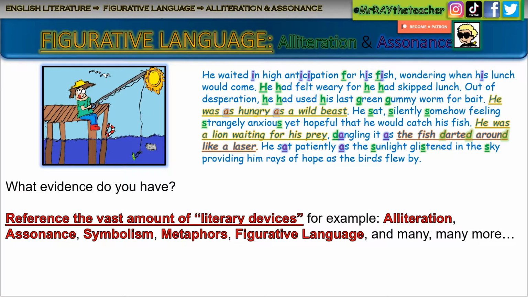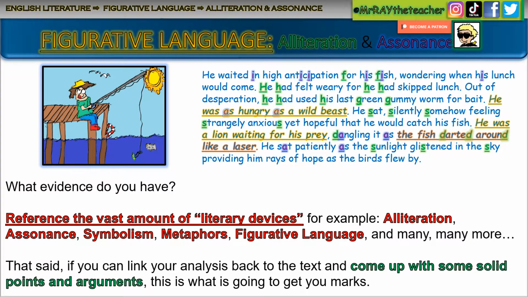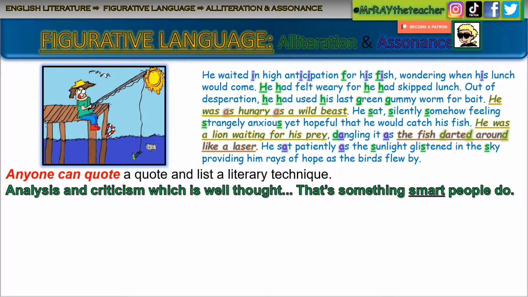So what evidence do you have? Remember the vast amount of literary devices, for example, alliteration, assonance, symbolism, metaphors, figurative language, and much, much more. And make sure to back them up, come up with some solid analysis on points and arguments, and that's what's going to get you marks. So anyone can quote unquote list the literary technique, but analysis and criticism which is well thought out, that's something smart people do.